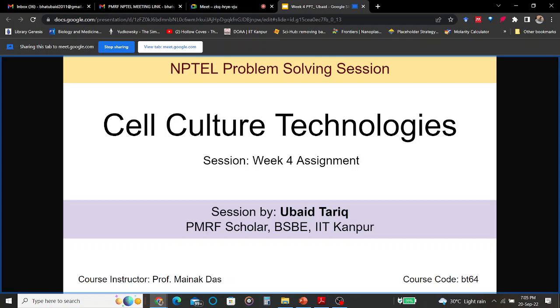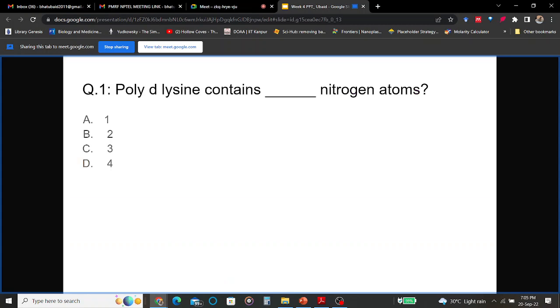We will directly start with the questions that are given in the assignment of week 4. The first question is: poly-D-lysine contains dash number of nitrogen atoms. The answers are A, 1; B, 2; C, 3; and D, 4. The answer to this question is 2. Poly-D-lysine contains 2 nitrogen atoms.